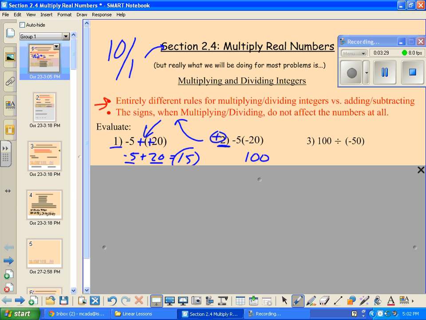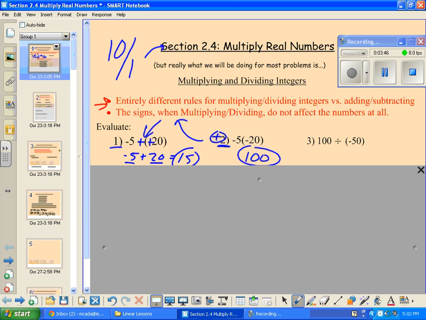I could tell this is a positive number for the answer because it's 2 negatives that are multiplied together. I know the answer is going to be positive. In this case, it ends up being 100. But just know that 5 times 20, no matter where the negatives are in that problem, is always going to give me 100. I just have to determine if it's going to be a positive or negative answer for that problem. Same thing with number 3 here.